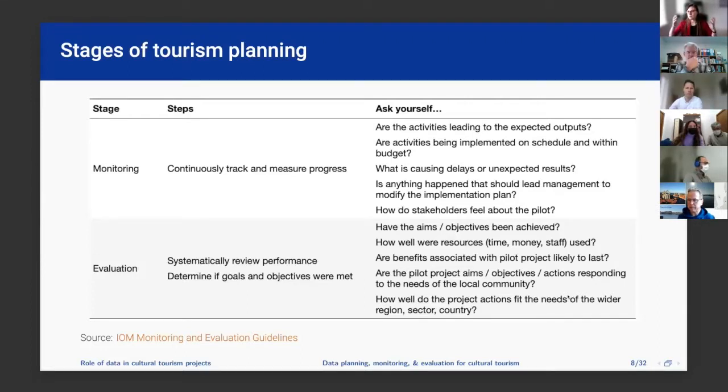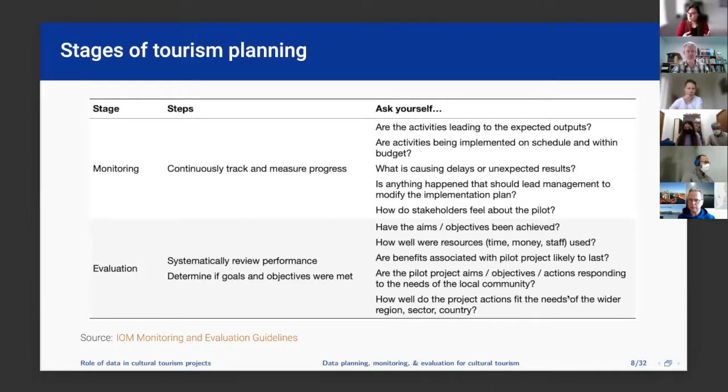It happens at maybe a regular interval, like say yearly, and maybe even every 5 years you have a bigger review or a bigger evaluation, where you're systematically reviewing the performance and you're comparing your achievements against your short-term and long-term goals and objectives. So you're asking yourself, have our aims and objectives actually been achieved?